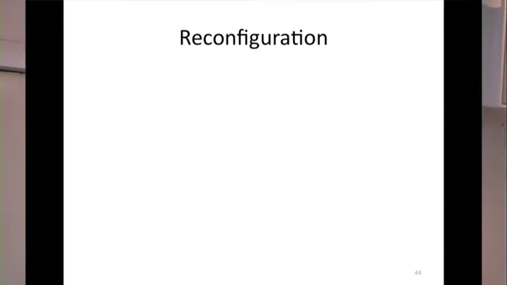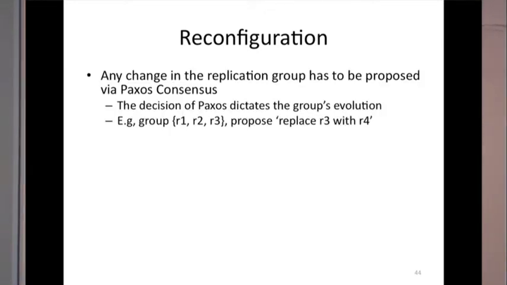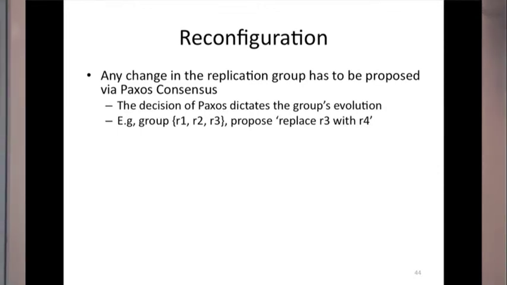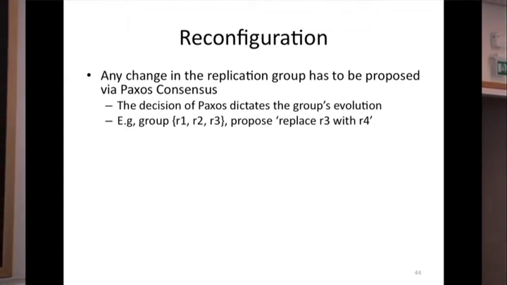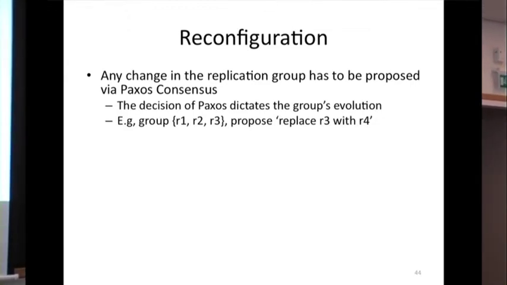What does this reconfiguration mean, basically? It means that if you want to make any changes in the replication group, they should first be proposed using consensus. I'll not go into the details of consensus, but the idea is that you can propose values in consensus. This value can be anything. For example, we can propose what changes we want. A majority has to agree that, fine, this is what is going to happen. And then the decision is whatever a majority agrees on.